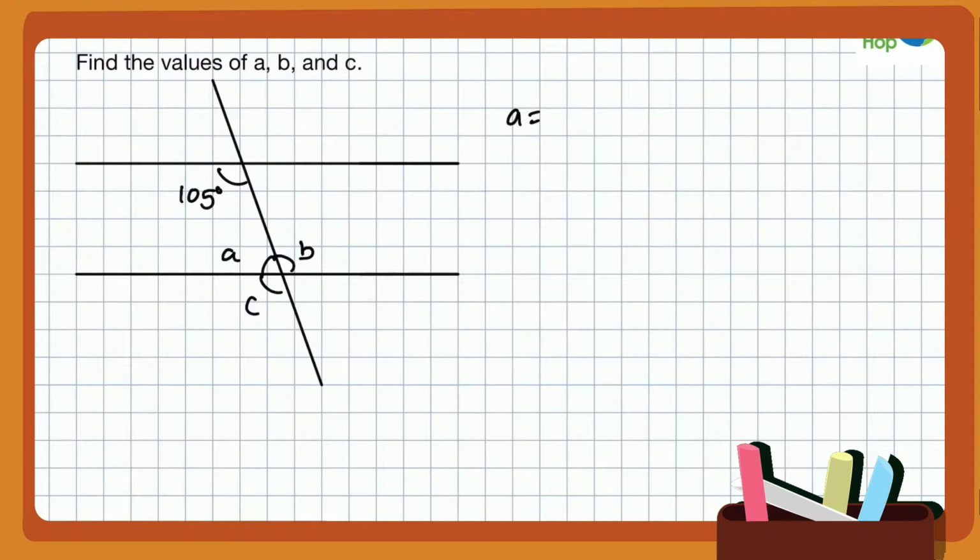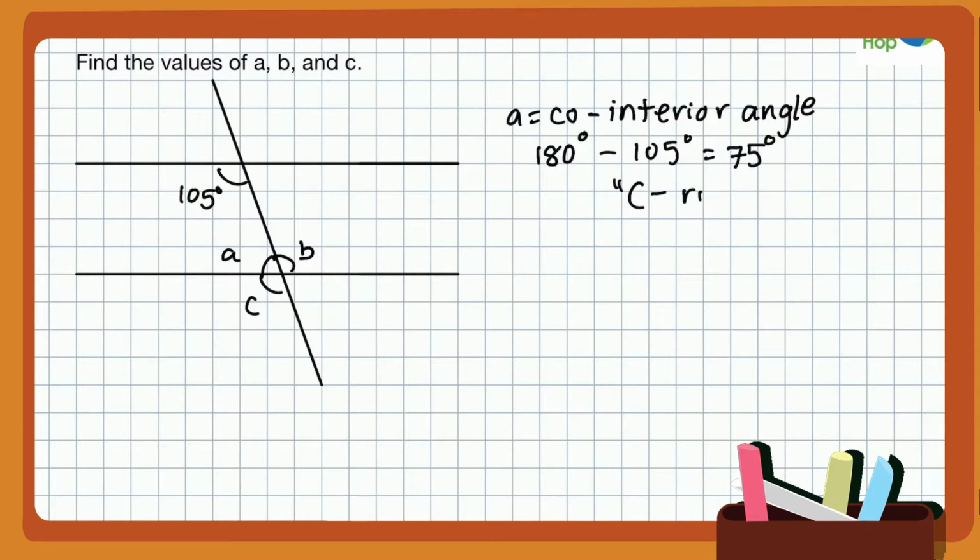Angle A is a co-interior angle. And because of what is called the C rule, we know that angle A, well, first let's demonstrate the C rule. This shape kind of makes a backward C. Therefore, angle A must be 180 degrees minus 105 degrees, which is the angle we know, which is equal to 75 degrees. Therefore, angle A is equal to 75 degrees because of the C rule.